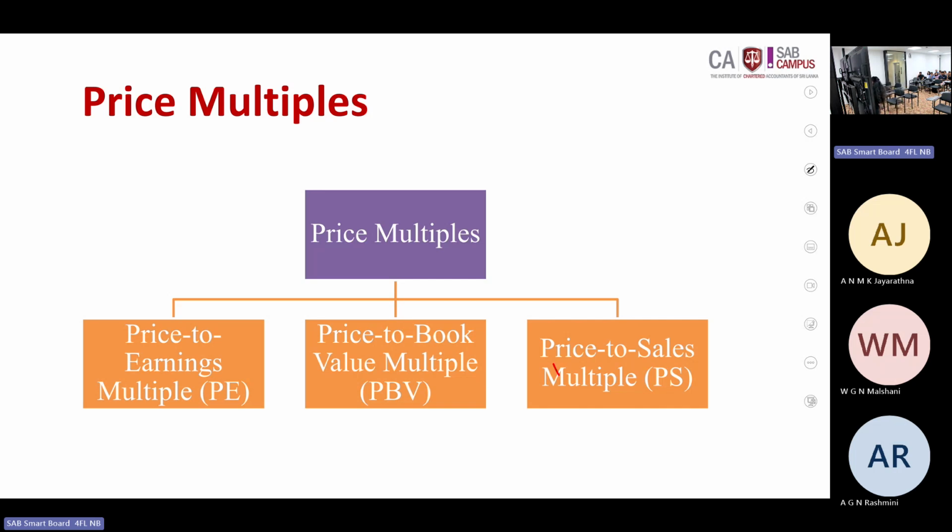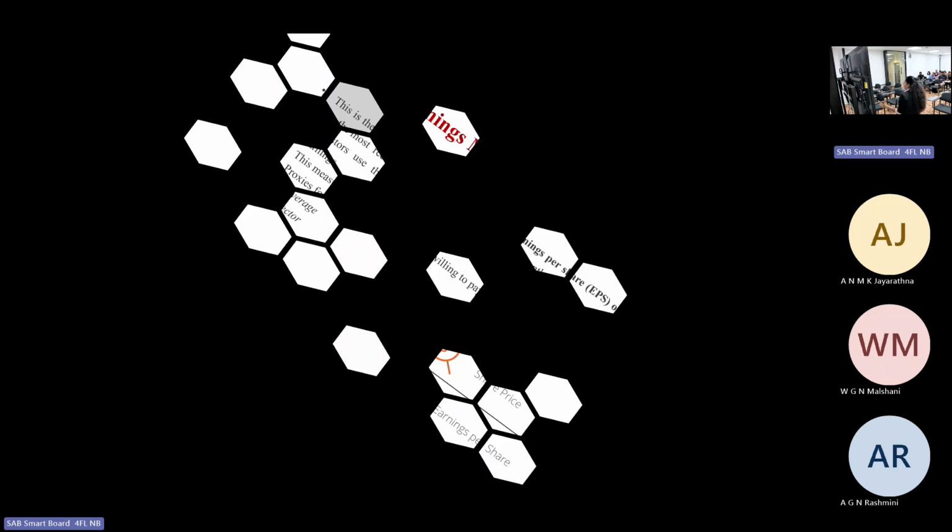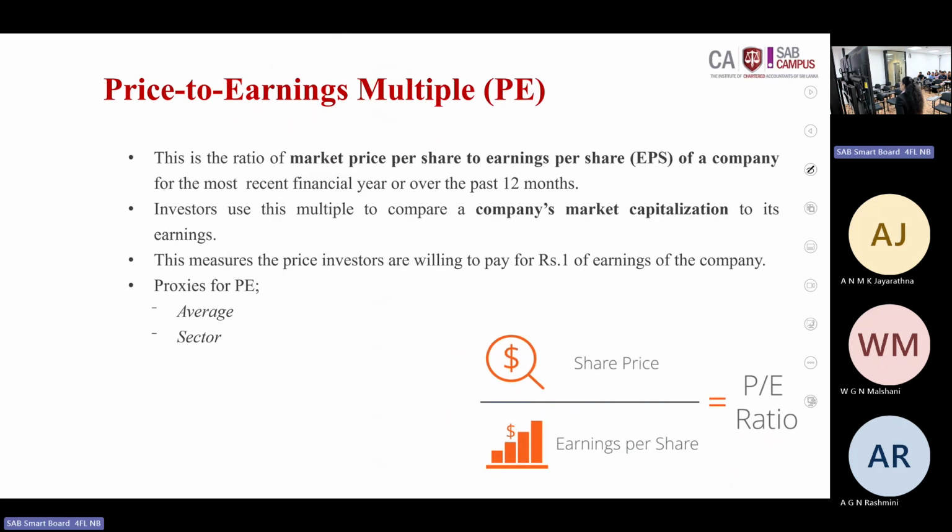One by one, we'll calculate. We just focus on two ratios. First one, the price to earnings multiple. We all know the price to earnings ratio. How can we calculate the price to earnings ratio? Price of a share divided by EPS, earnings per share.